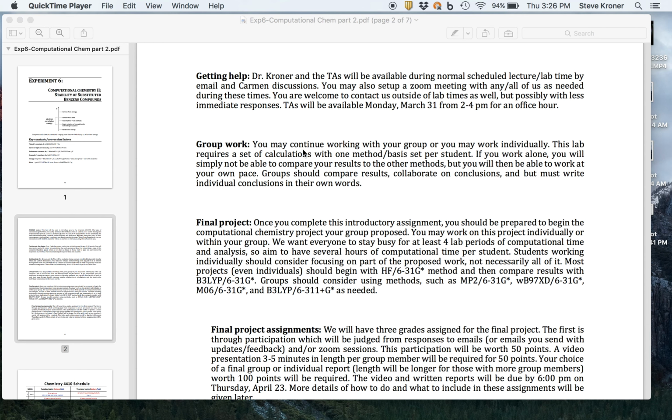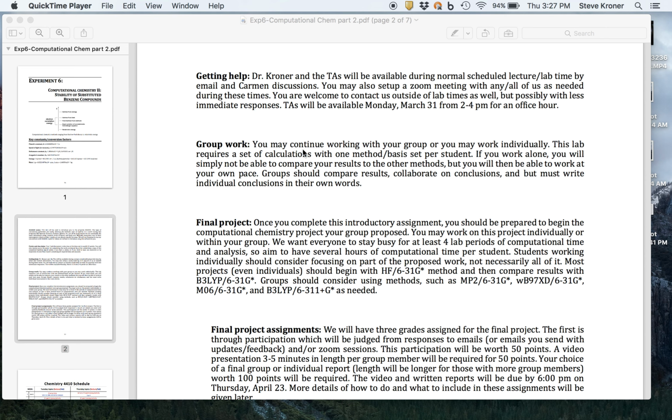We're going to ask that you try to communicate with each other ahead of next Tuesday to figure out who's going to work together, who's going to stay with their group, and then we'll continue. There really shouldn't be much of a disadvantage if you're working alone. What you're going to see is that this experiment essentially just has a set of calculations that a person needs to do.